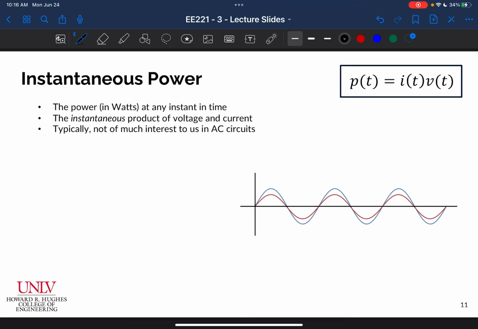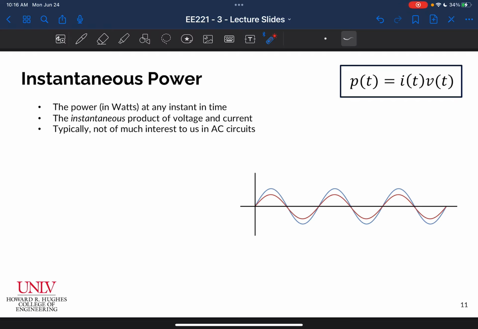All right, so previously we talked about DC power. Now we're going to start talking about AC power, which is power in AC circuits, and how do we analyze it. One way to analyze the power in AC circuits is to analyze the instantaneous power, which is basically the power at any given time.